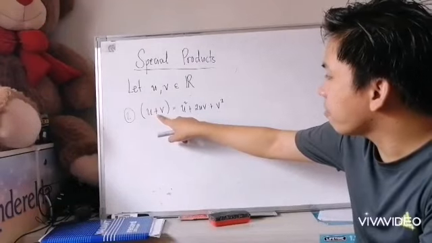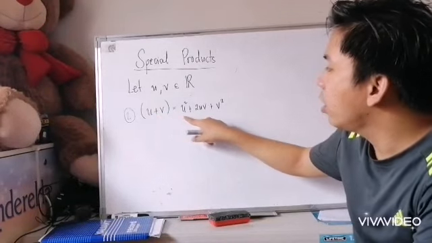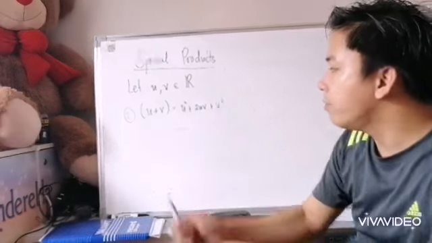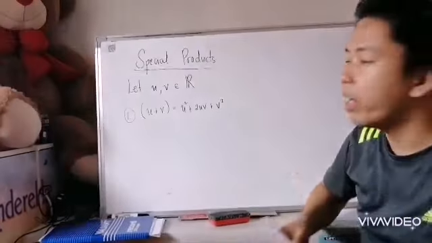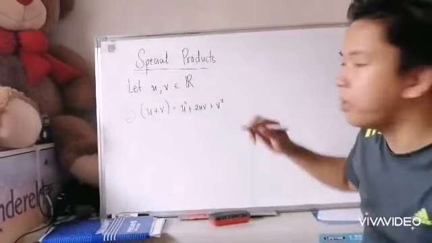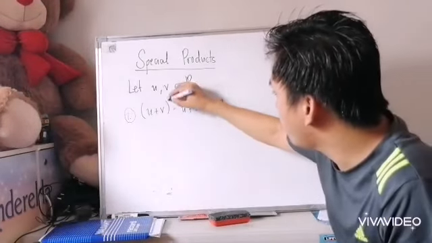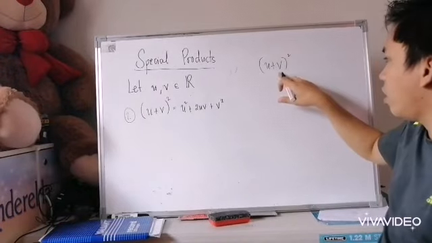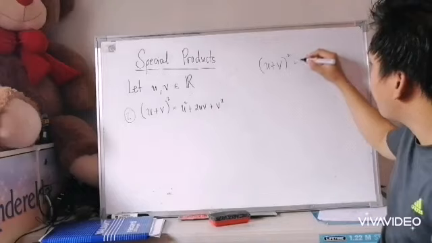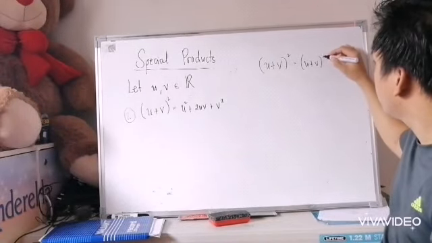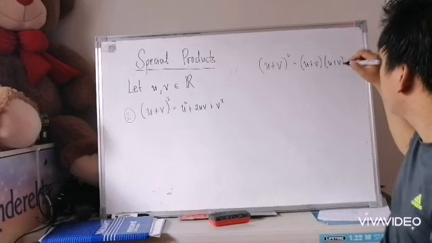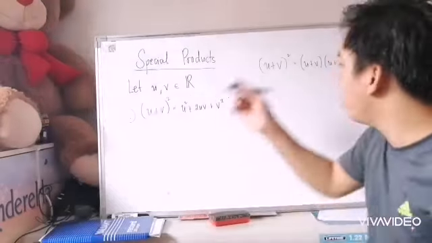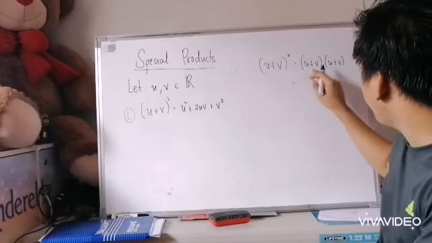Now, this is actually the special product: u plus v quantity squared equals u squared plus 2uv plus v squared. If you will be able to remember this, that would be fine. But in case you won't be able to remember that, that will still be easy. Remember that u plus v quantity squared is the same as that.